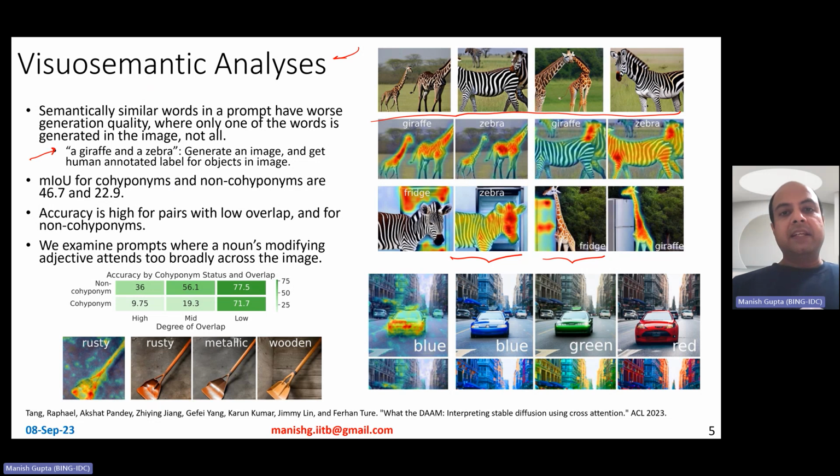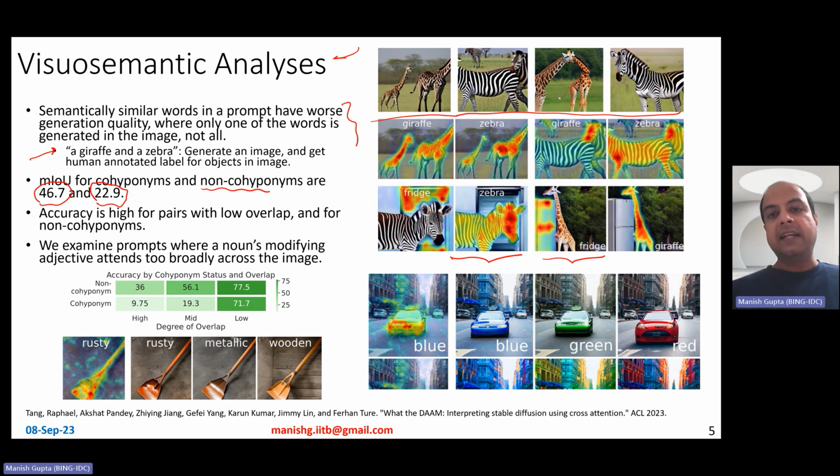Now, the conclusion is that semantically similar words in a prompt have worse generation quality, where only one of the words is generated in the image, not all. And again, if you compare the intersection over union for co-hyponyms versus non-co-hyponyms, you observe the intersection over union was much higher for co-hyponyms. So not just is the quality of Stable Diffusion models really poor for co-hyponyms, you also observe that for co-hyponyms, the overall heat maps relate a lot.